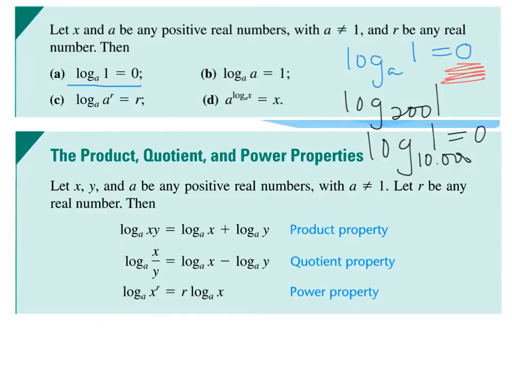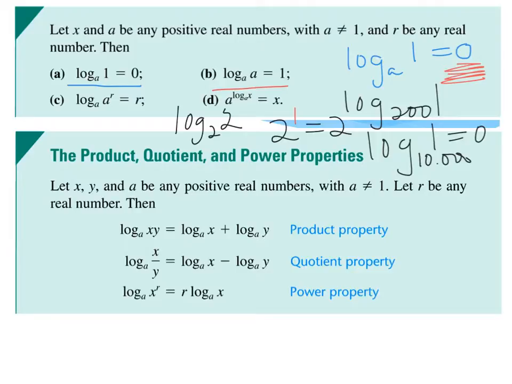Moving on to the next property that you see over here to the right, let's talk about when the base and what's sitting next to it match. If they match, then the answer has to be 1, because 1 is the only power that we can raise a number to get the number back. For example, if we have log base 2 of 2, the answer has to be 1, because 2 to the first power is what gives us 2 back again.